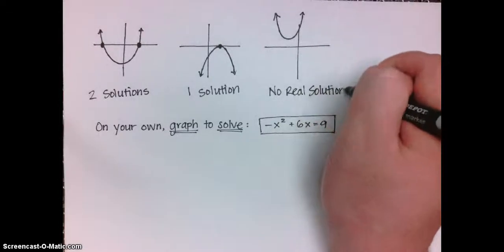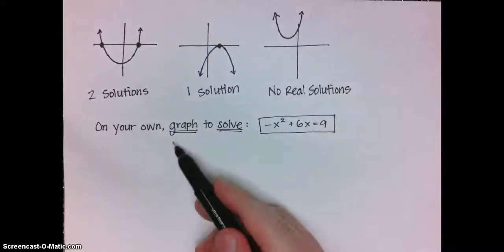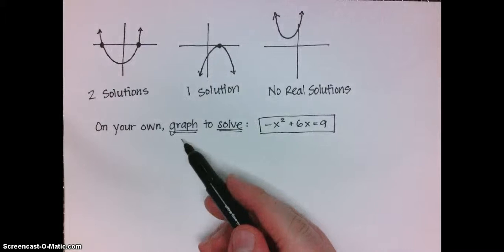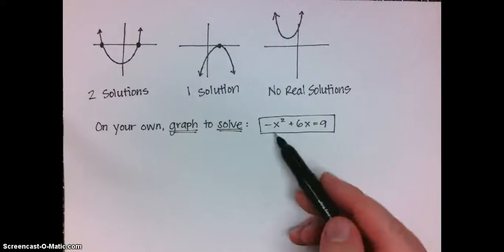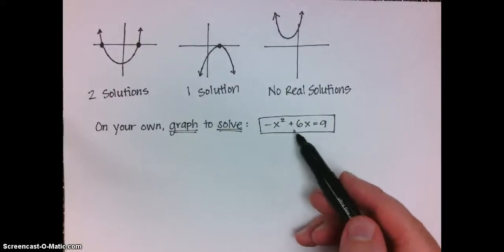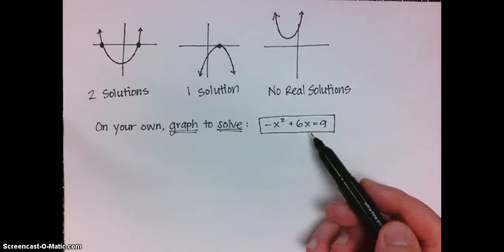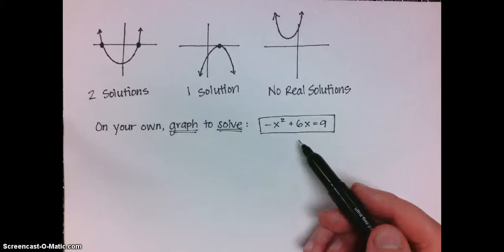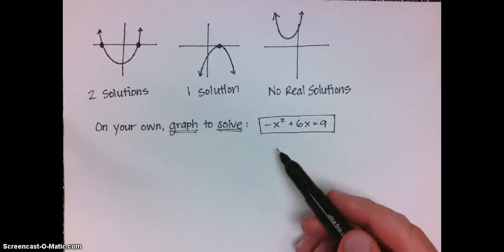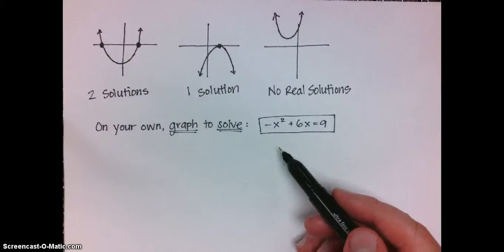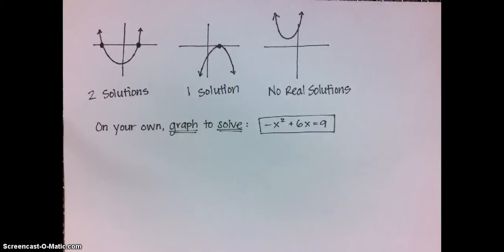So what I'd like you to do is try one on your own. I want you to graph this by solving negative x squared plus 6x is equal to 9. I don't want you to factor it to solve it. I want you to graph it and see if it has 2 solutions, 1 solution, or no real solutions, and find out what the solution is. And I will see you in class.